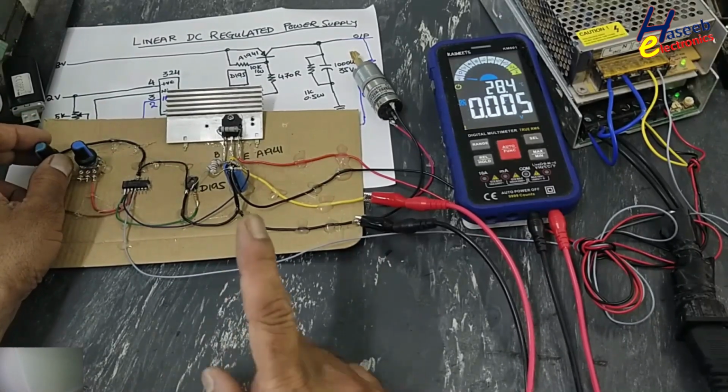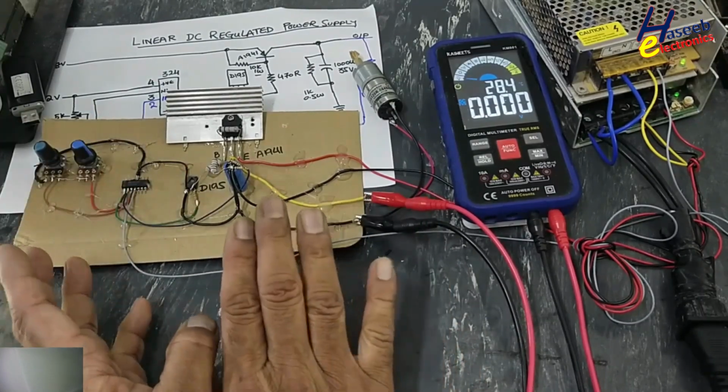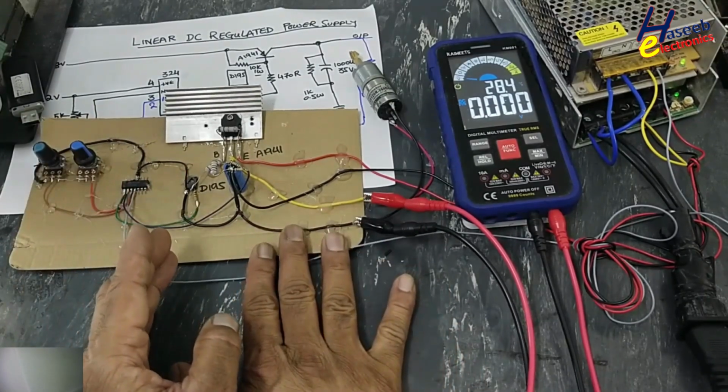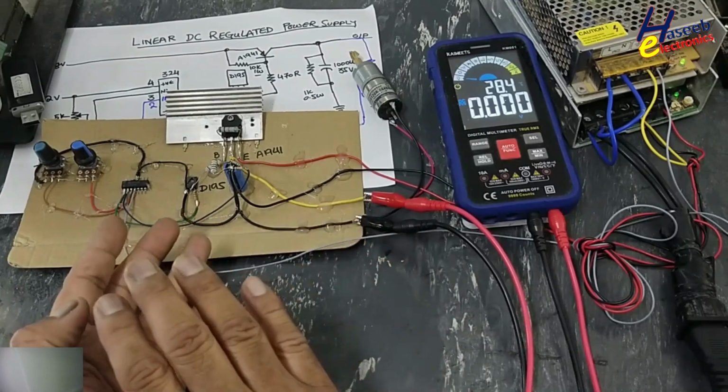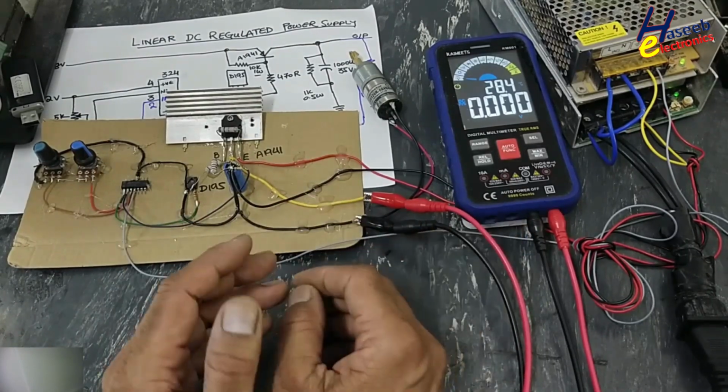This time we don't have any current control. Now we will add current control in this circuit so that we can take constant voltage or constant current.